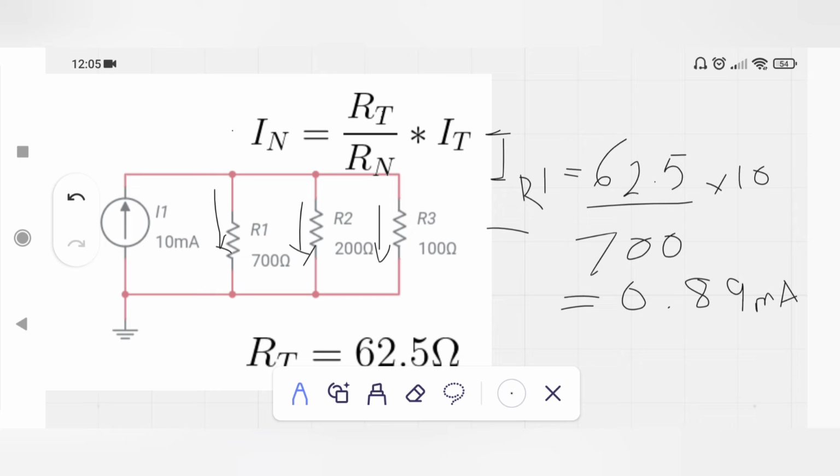Now calculate the current flowing through R2. The current flowing through R2 is IR2, and after calculation we get 3.12 milliampere. In the same way, IR3 is equal to 6.2 milliampere. Substitute values as we did previously.